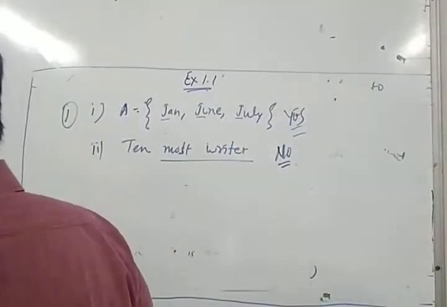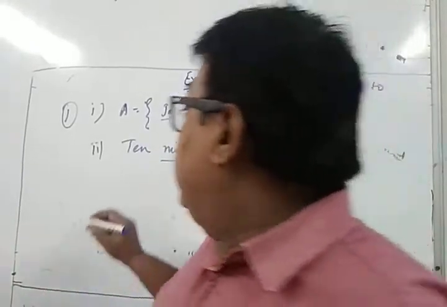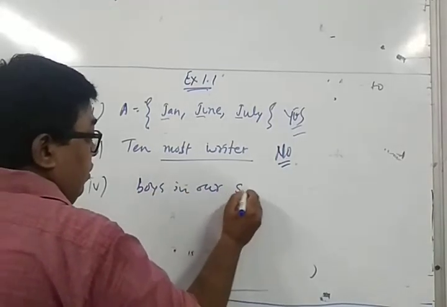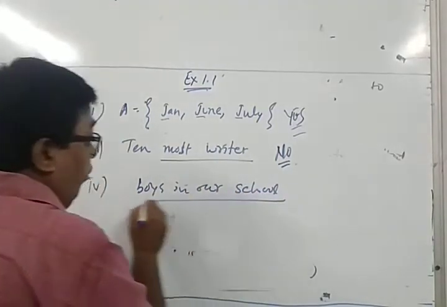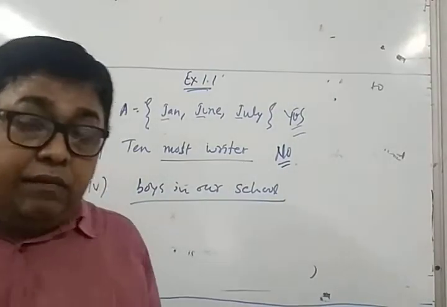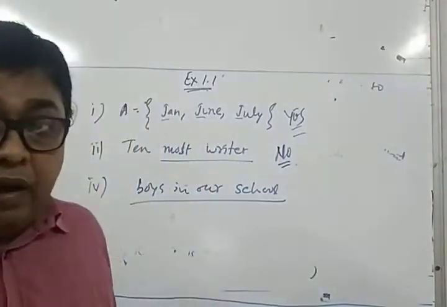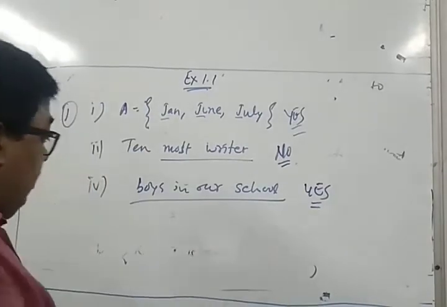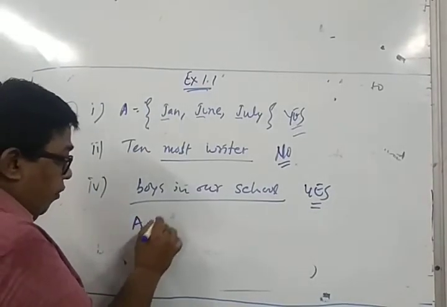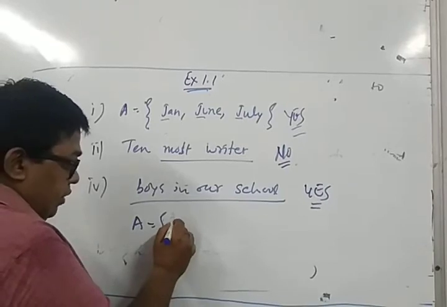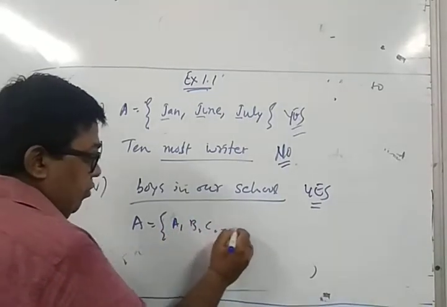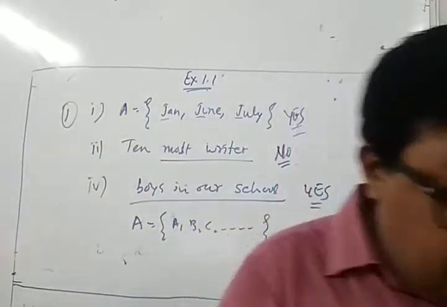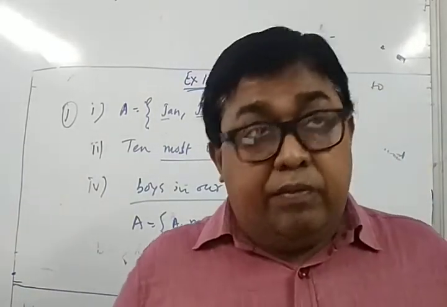Now the fourth part is the collection of boys in our school. Boys in our school, it is fixed, it is clear, because we have a limited number of all identified boys. So yes, it is a set because it is well defined. We can write the names of all boys here: boy A, boy B, boy C. So first question, they are simply asking whether it is a set or not. You have to check whether the thing is well defined or not.